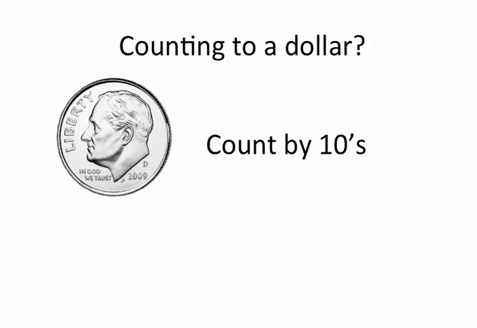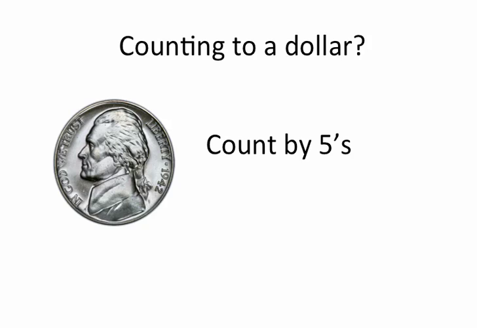Now, counting by tens. Every time we see a dime, we know we can count by tens. Here's the thing. It's really easy to go 10, 20, 30, 40, 50, 60, 70, 80, 90, 100. But sometimes when we're counting up, we're going to end up at different places. We might end up counting from 85 to 95. We may end up counting from 70, 80, 90, 100. So dimes allow us to count by tens.